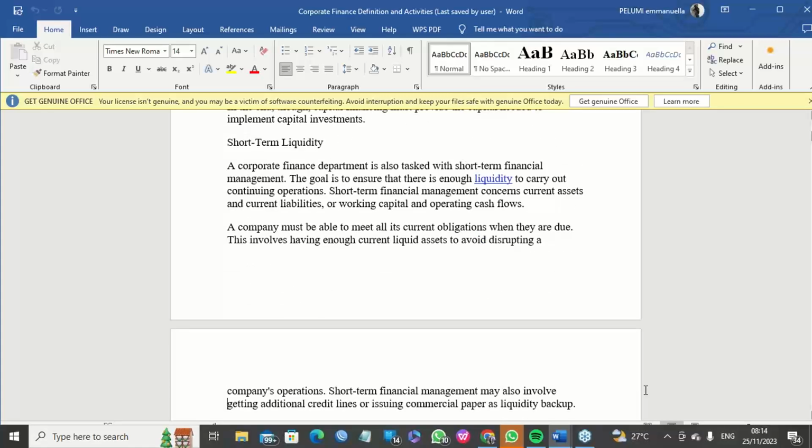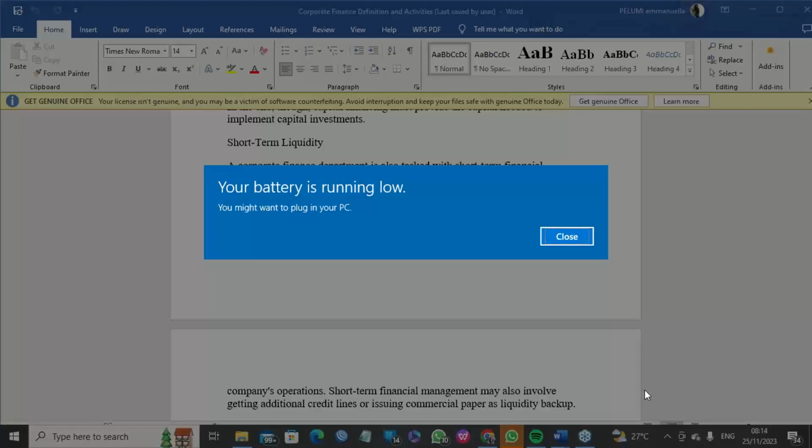The corporate finance department is also tasked with short-term financial management. The goal is to ensure that there's enough liquidity to carry out continuous operation. Short-term finance manages current assets and current liabilities.